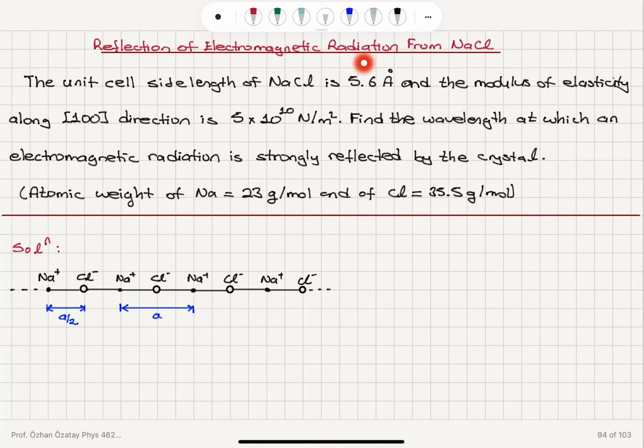Reflection of electromagnetic radiation from sodium chloride. The unit cell side length of sodium chloride is 5.6 angstroms, and the modulus of elasticity along the 100 direction is 5 times 10 to 10 newtons per meter square. Find the wavelength at which an electromagnetic radiation is strongly reflected by the crystal. Atomic weight of sodium is 23 grams per mole and chlorine is 35.5 grams per mole.